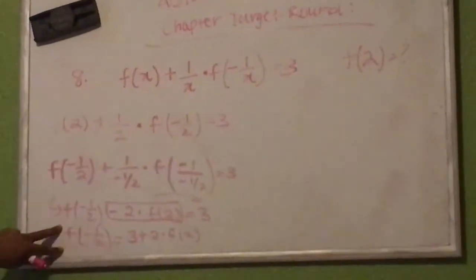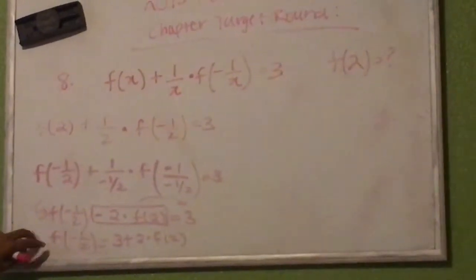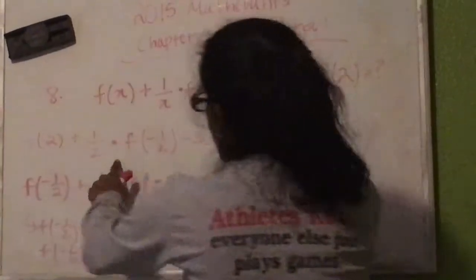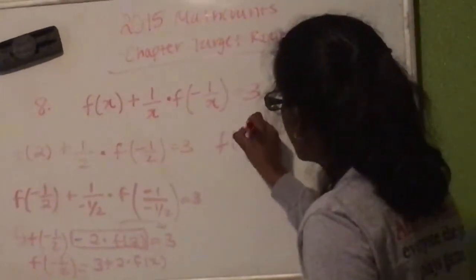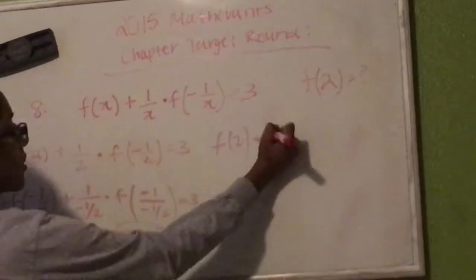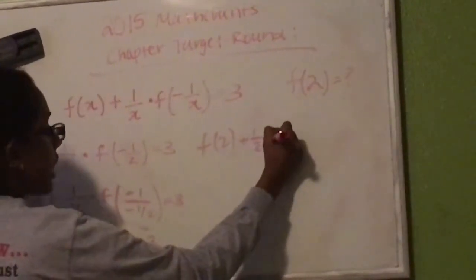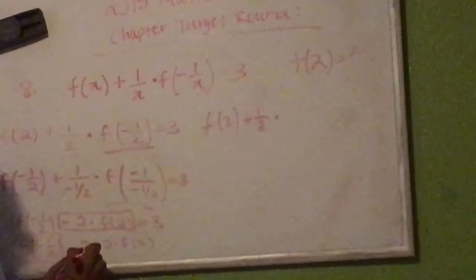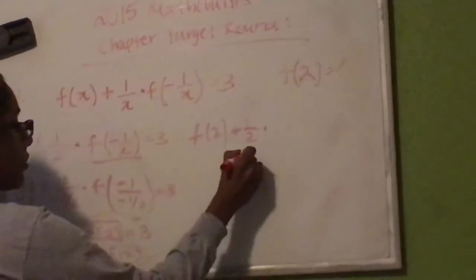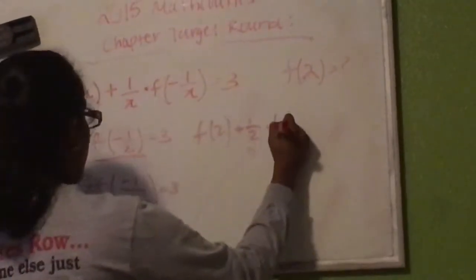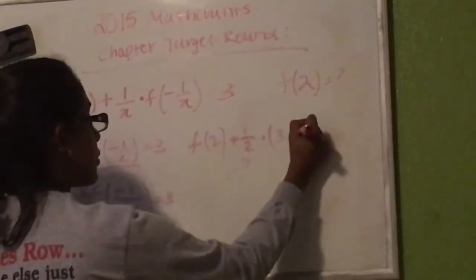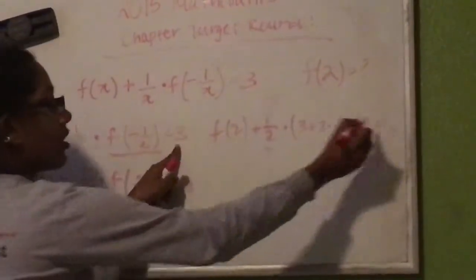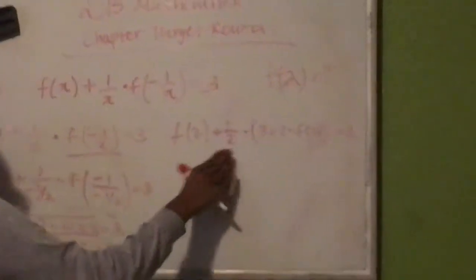So now I have a substitution that can be made. I'm going to take this right here and plug it into this equation. So I have f(2) plus 1/2 times f(-1/2), which is right here. I'm going to plug this in right here. So I get times parentheses 3 plus 2 times f(2) equals 3. All I did was a substitution.